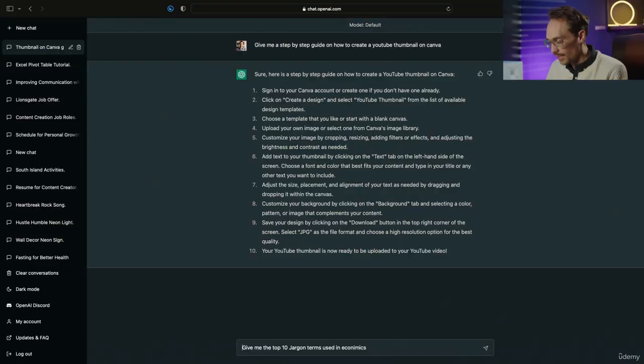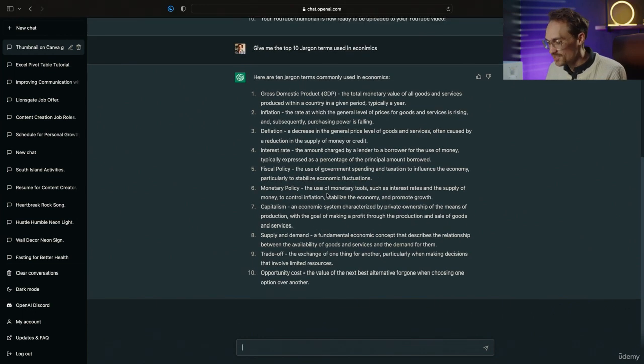It's obviously important to know the specific skills and steps to accomplish something, but it's also important to know different terms. And each industry has their own jargon or own terms, and ChatGPT can help you understand those jargon terms quicker. Give me the top 10 jargon terms used in economics. Amazing. So here we have a breakdown of 10 jargon terms used in economics, from GDP to inflation, deflation, and so on and so forth.